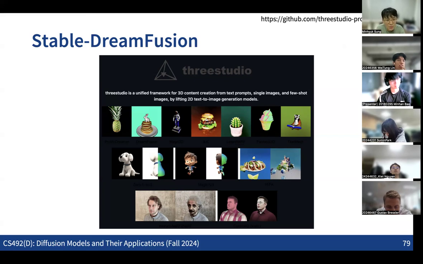But there are also some limitations of this idea. Can you see what some failure cases would be when you only use 2D priors for 3D reconstruction, 3D generation? Any thoughts?